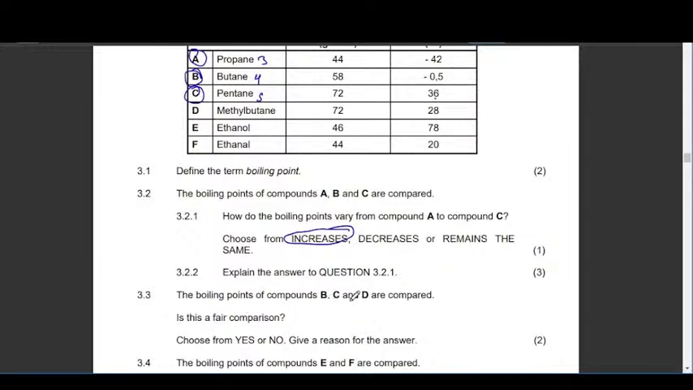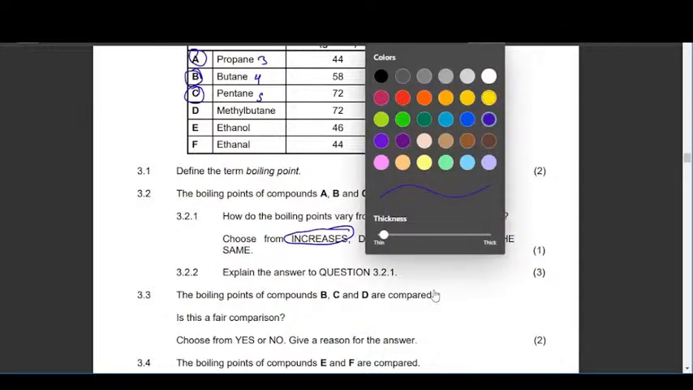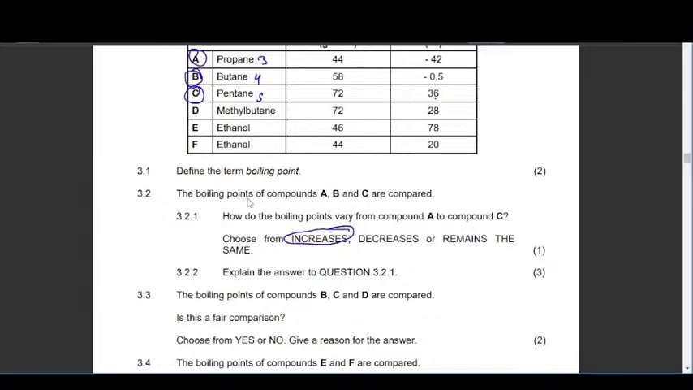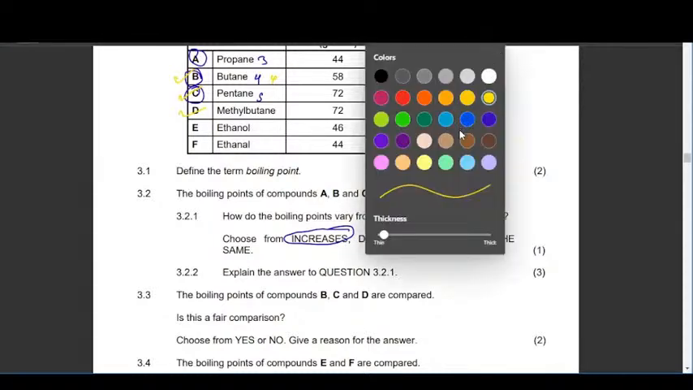The boiling points of B, C, and D are compared. Let's see. B, let me change the color. Someone saying, why that color? Okay. B, C, and D. Is this a fair comparison? Let's check. This is 3. This is 4. Yeah. Why that color? You are correct. Let me use this.